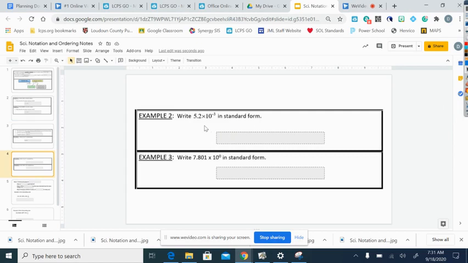Next, we're going to show you how to move a number from scientific notation to normal standard form.